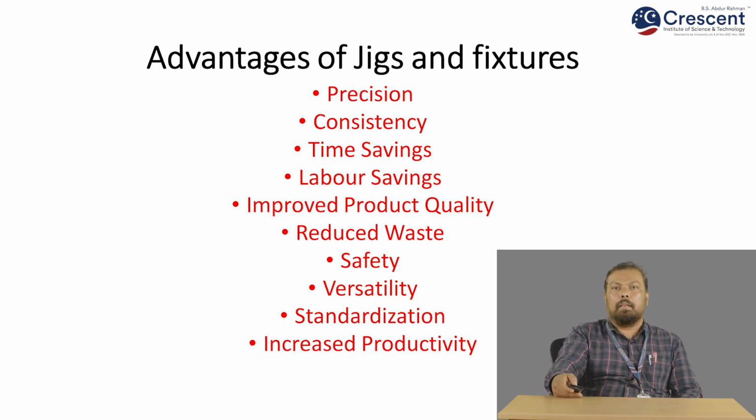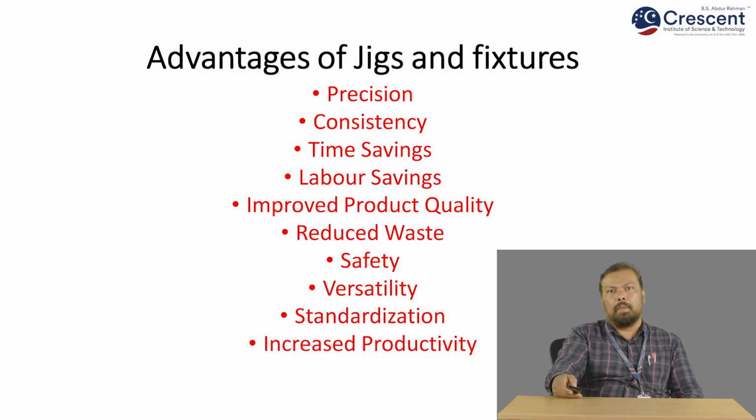So what about the efficiency part? Streamline the efficiency, minimizing the operator intervention, improving the workflow, ultimately leading to very high productivity. And coming to the versatility part, fixtures in particular can be designed to accommodate various workpiece shapes and sizes, making them versatile for different production needs. The quality control part: inspection fixtures are used to verify that workpieces meet specified dimensions and tolerances, contributing to quality control. And the cost reduction: jigs and fixtures can reduce scrap, rework and tool wear, resulting in cost savings and increased profitability. So these are some of the advantages of jigs and fixtures.